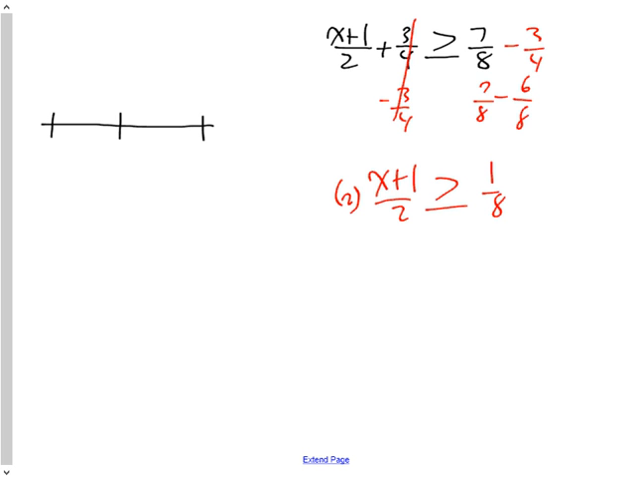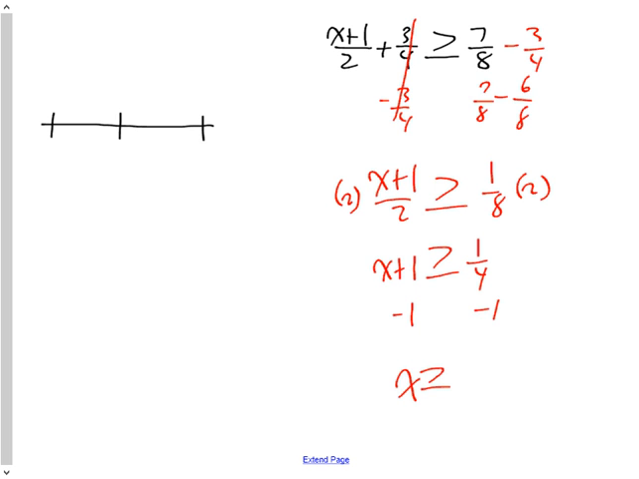Multiply both sides by 2. I'm going to get x plus 1 is greater than or equal to 2/8. When I multiply 1/8 by 2, I get 2/8, or, in lowest terms, 1/4. And finally, I'm going to subtract 1 from both sides, and all values that are greater than.